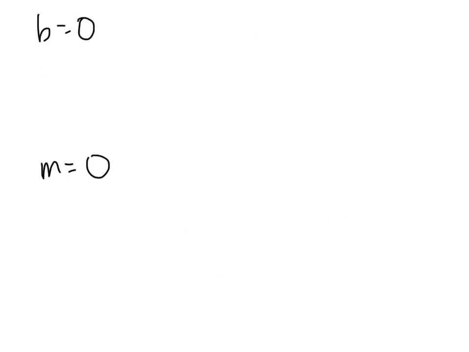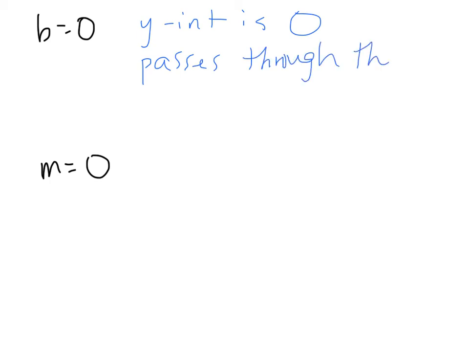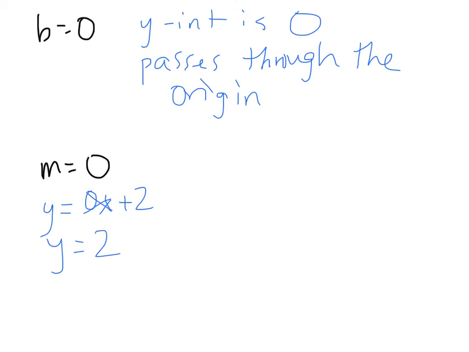All right, now if the b is 0, that means that the y-intercept is 0. That means it passes through the origin. And that's okay. Our b can be 0. Now if our m is 0, this is where it's going to look a little weird, because if I have y equals 0x plus 2, I'm not even going to write this. It's going to be y equals 2. So if my m is 0, it means that I have no slope, and it's going to be a horizontal line.